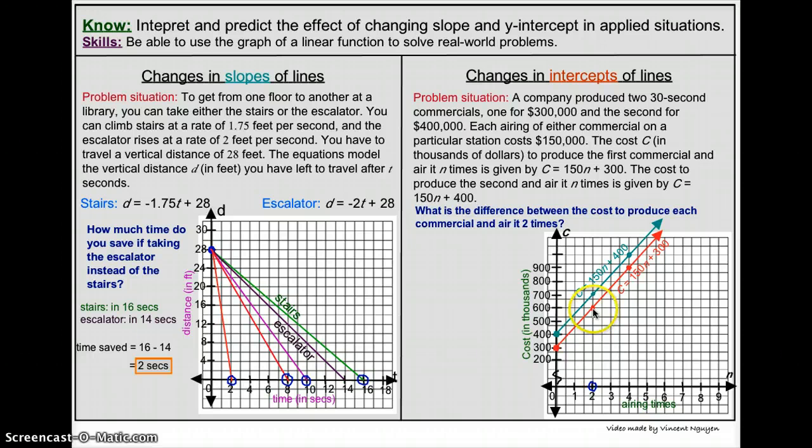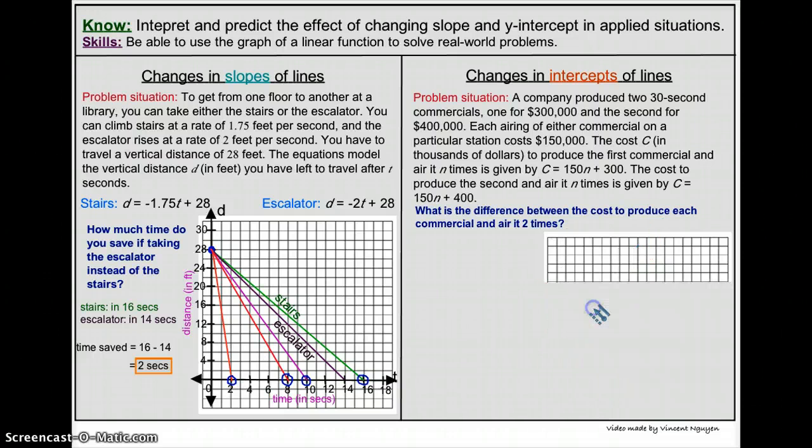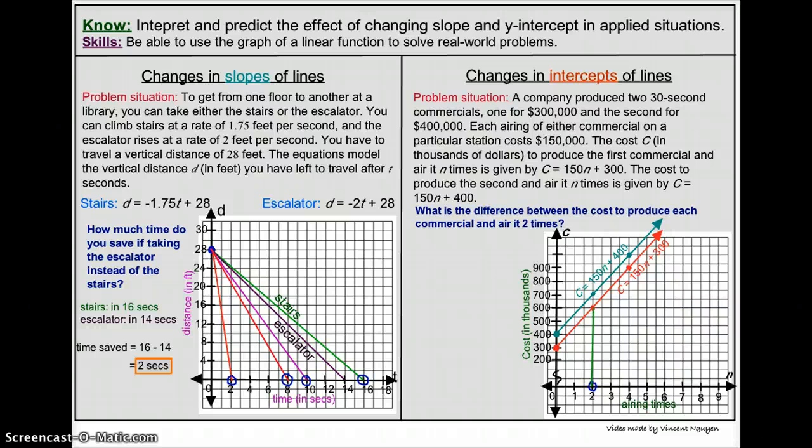So we can see that if the first commercial gets aired 2 times, it's going to cost them, say, $600,000, right? And then the second one is going to cost them $700,000. So we're looking at these points right here, okay? The first one costs them 600, the second one costs them 700. So we simply subtract and we get the difference. So here I went ahead and did the subtraction, and I get 100,000.